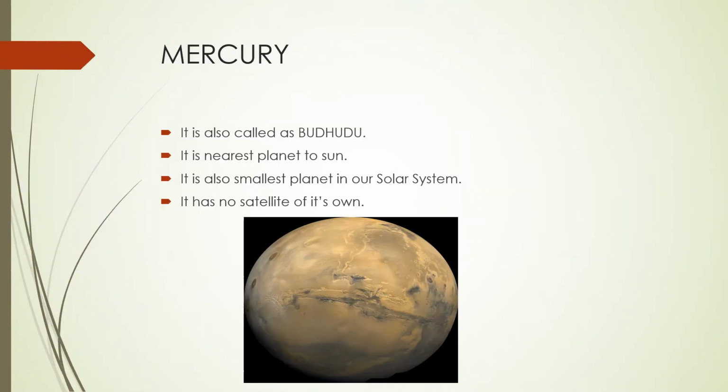Now coming to our planets, our first planet in the solar system is Mercury. Mercury is also called Budhudu. It is the nearest planet to the Sun and it is also the smallest planet in our solar system. It has no satellite of its own.